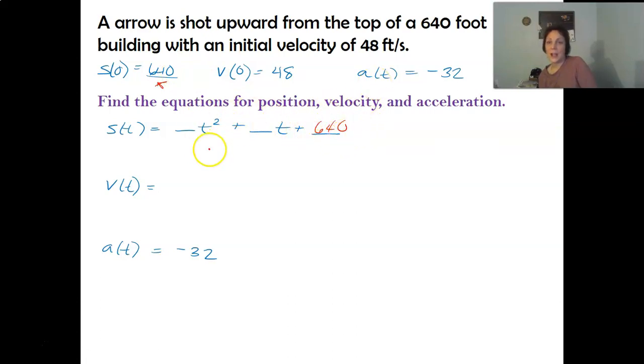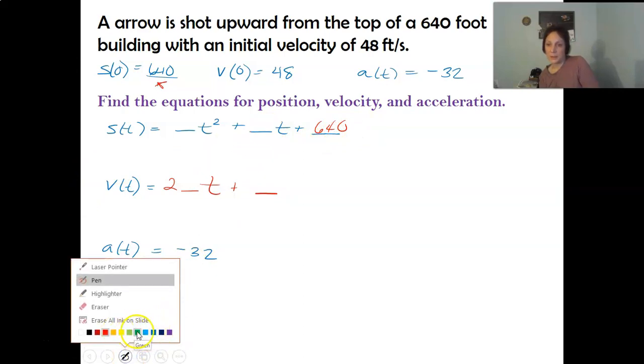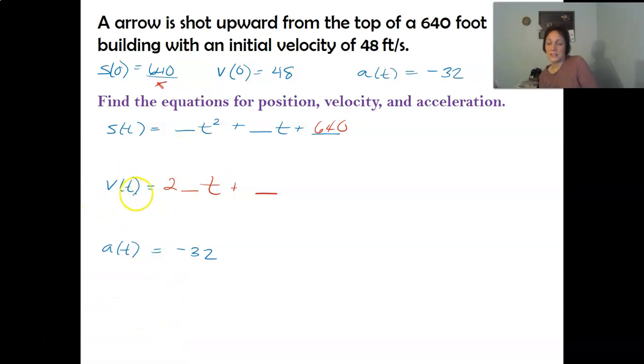Okay, so I know when I take the derivative of this, I'm going to get 2 times whatever number was there, plus this number that was here, right? The 640 will be gone. Well, let's see if we can figure out what goes in that blank. I know that when I plug a 0 into my velocity function, I'm going to get a 48. So when I plug a 0 in, that's going to go away, and this number better be a 48. So I'm going to pop that up here. That's got to be a 48.